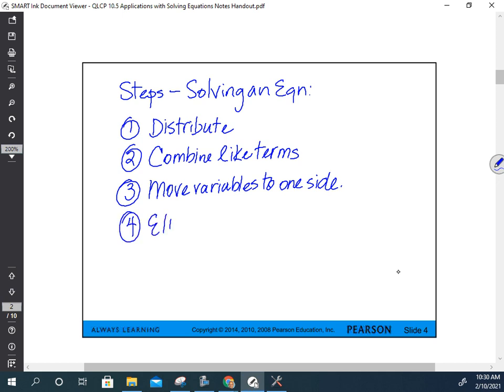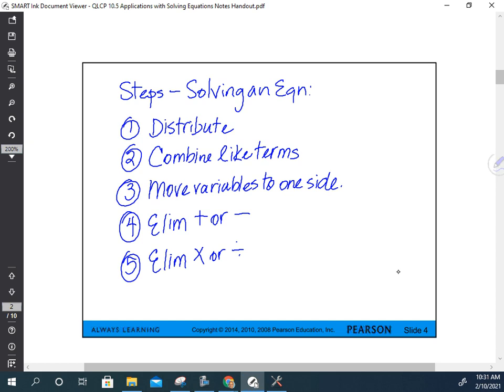Step 4, eliminate adding or subtracting. And then step 5, eliminate multiplying or dividing. So what you need to do depends on the problem that's set up. There is no cookie cutter, one size fits all.